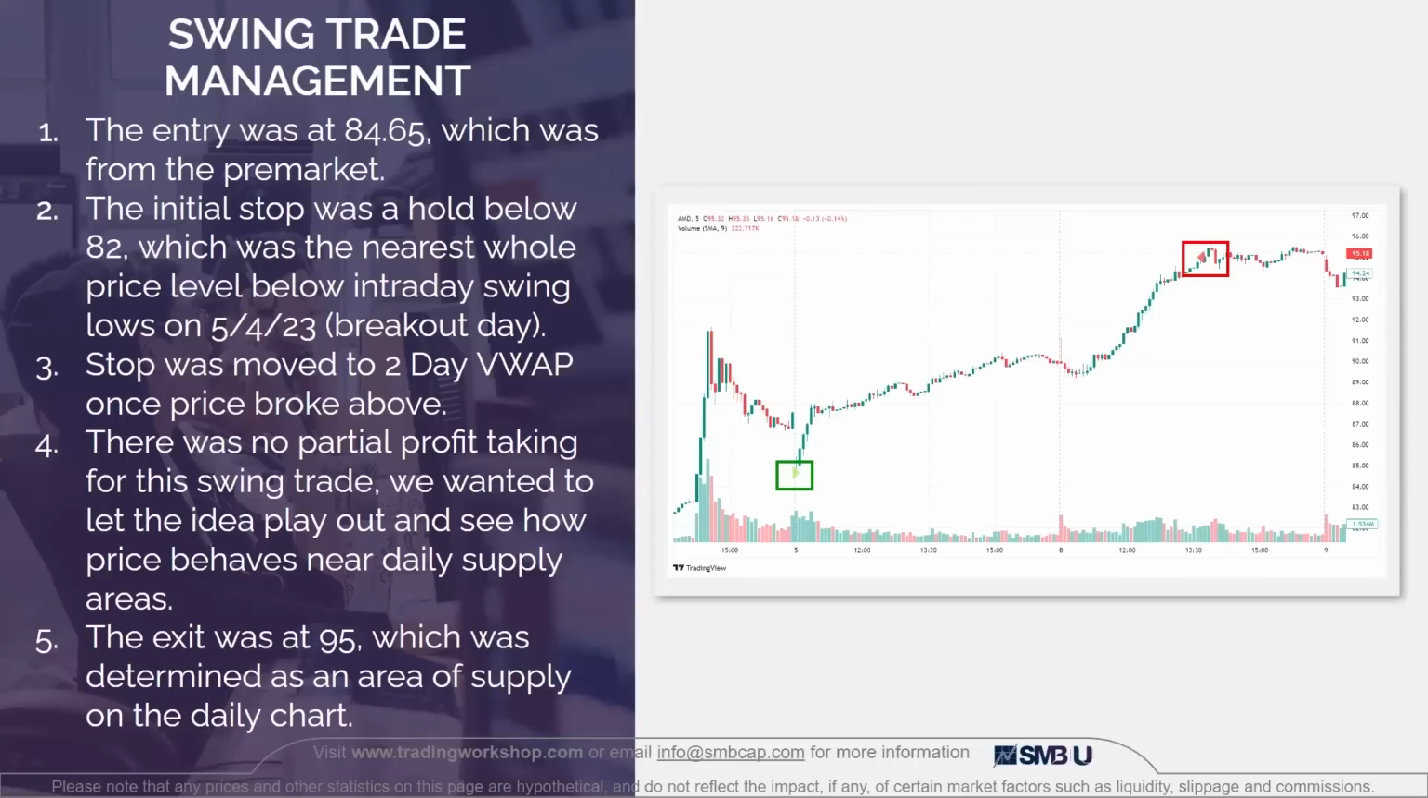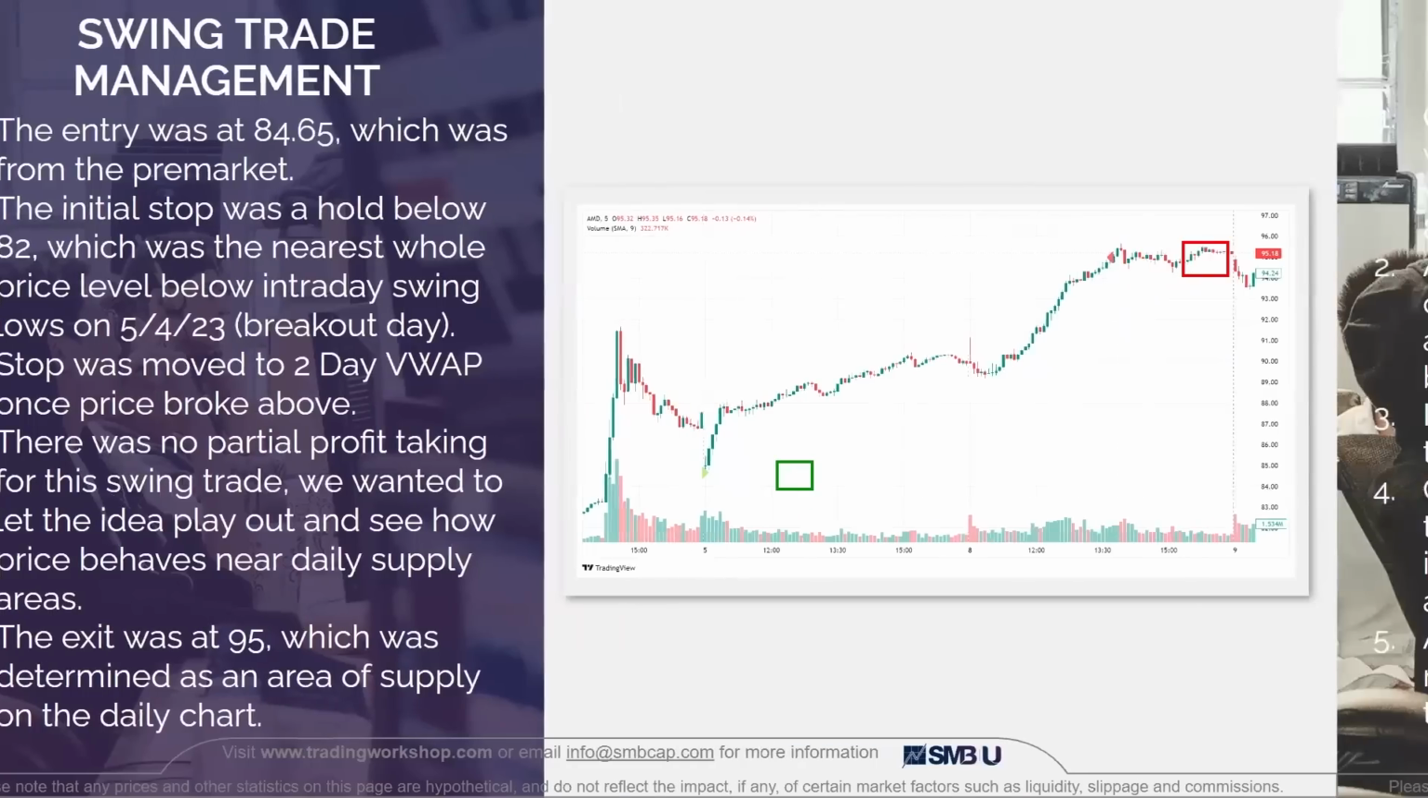Right. Intraday. So in this case, we didn't take any partial profit, which is not necessarily how you want to trade this sort of thing every time. But this was a very interesting trade, and we are building out this playbook. We wanted to let the idea play out and see how price behaved near the daily supply area, which was this 95 level. And moving on to the intraday trade.